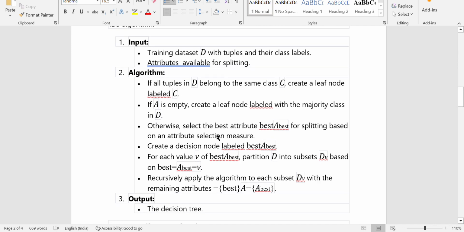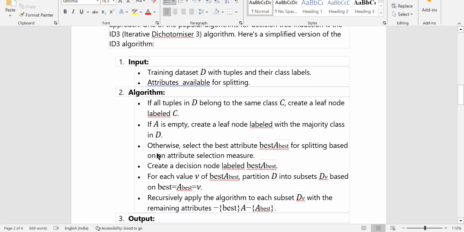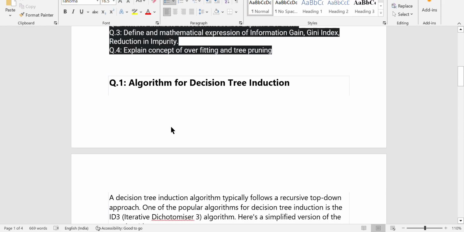Otherwise, select the best attribute, A best, for splitting based on an attribute selection measure. Create a decision node labeled A best. For each value V of A best, partition D into subset DV based on A best equals V. Recursively apply the algorithm to each subset DV with the remaining attributes, A minus A best. The output should be a decision tree, obviously. So this is the solution for the algorithm, write an algorithm for the decision tree.